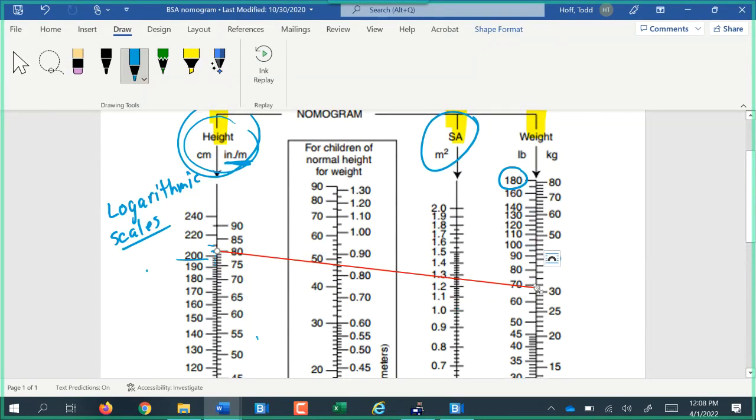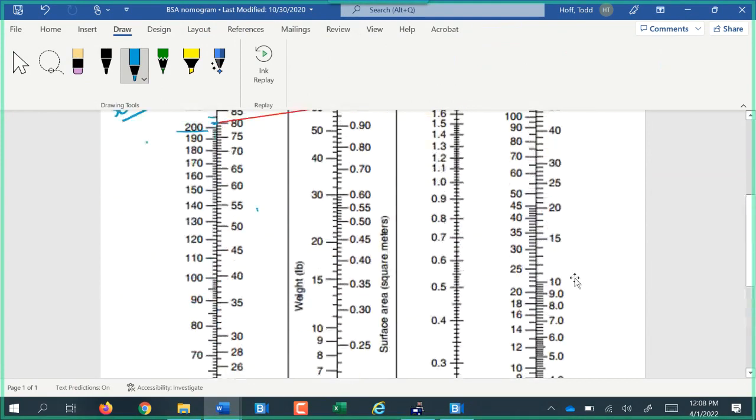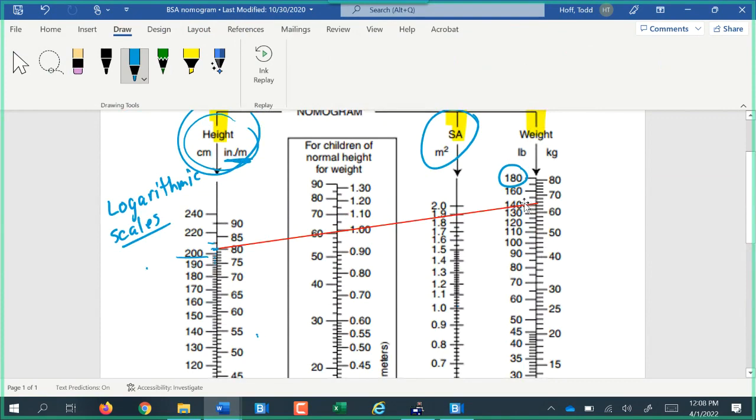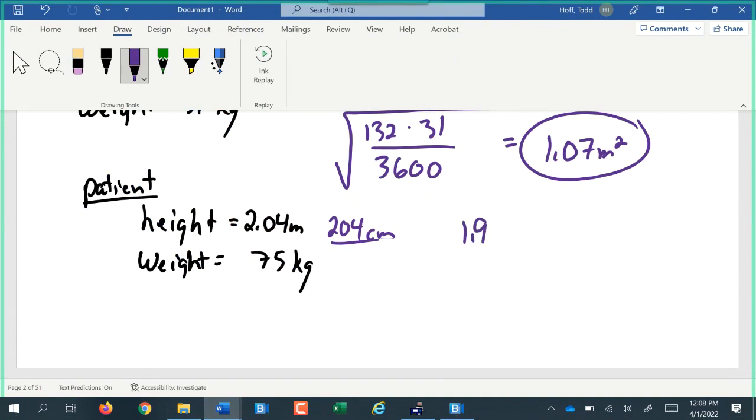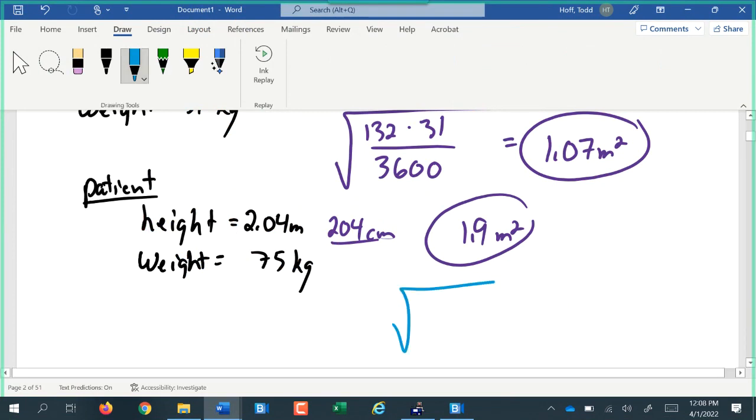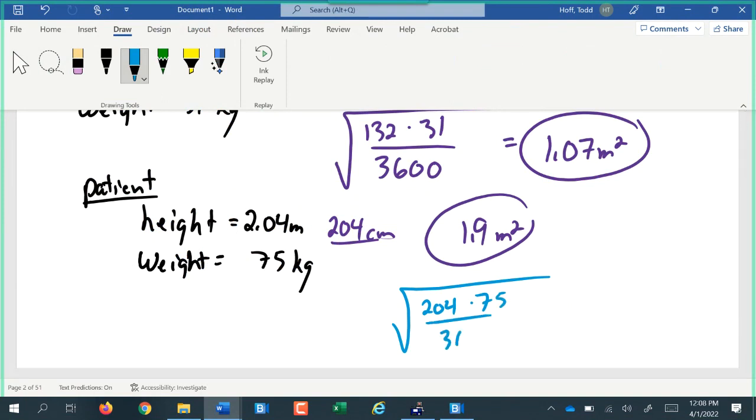So over here, we need to move this up to 75. Well, there's 60 and 70, so we've got to go halfway in between. It's not going to be on one of the lines because one is 64, the other 66. So we're halfway between those lines like that. We're pretty close. We're just a touch off. What we see here, it goes through at 1.9 square meters is the body surface area that it's giving us. So we have 1.9 meters squared. Let's double check that against the formula just to see what it gives us. This is the square root of 204 times 75 over 3,600.